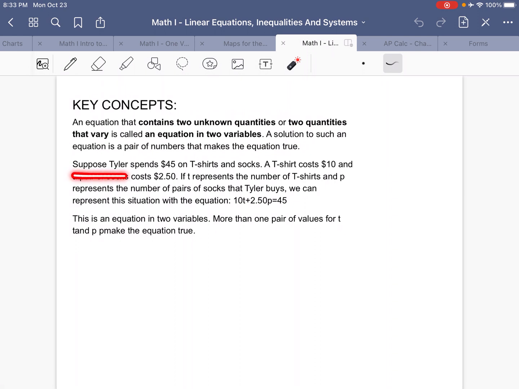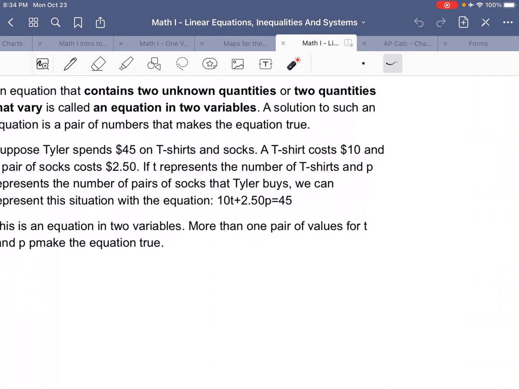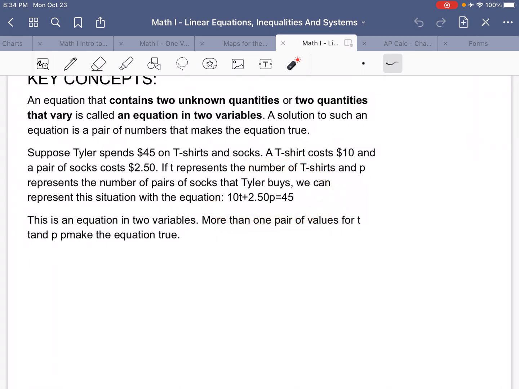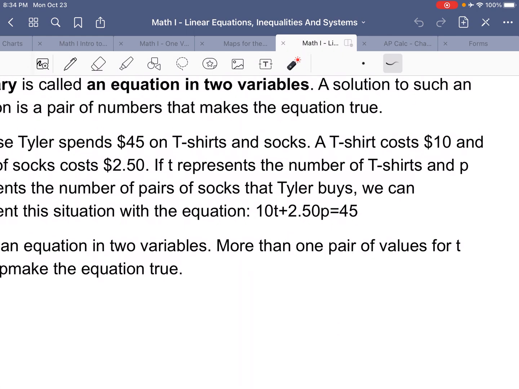So let's say Tyler spends $45 on t-shirts and socks. That's his total amount of money. A t-shirt costs $10 and a pair of socks costs $2.50. If T represents the number of t-shirts and P represents the number of pairs of socks that Tyler buys, we can represent this situation with the equation 10T plus 2.50P equals 45. This equation right here. So this is an equation in two variables, and there's more than one possible pair of values for T and P that can make the equation true.